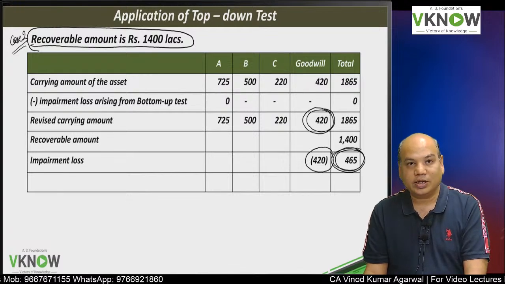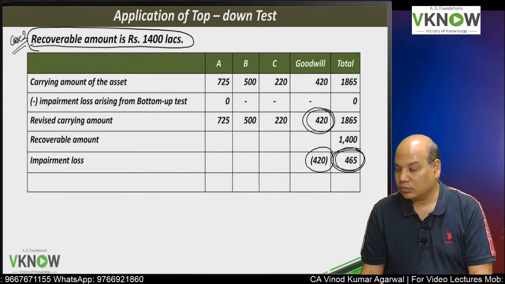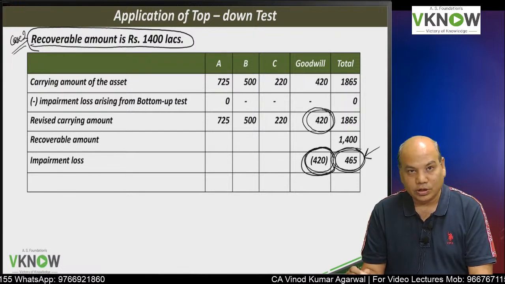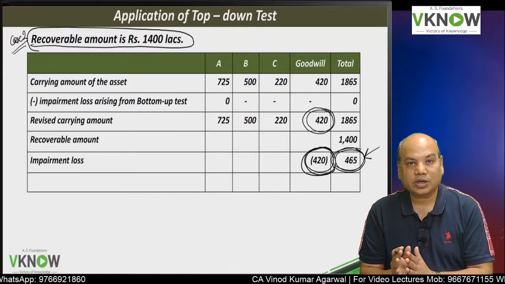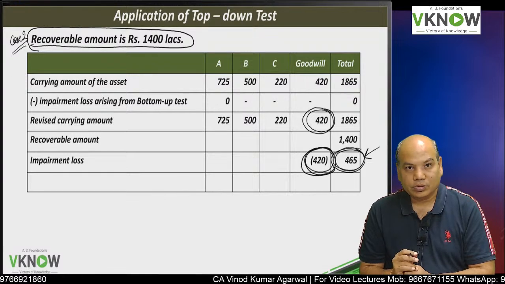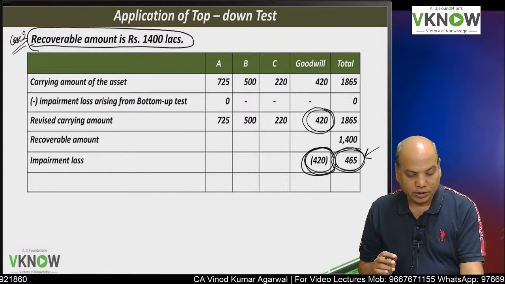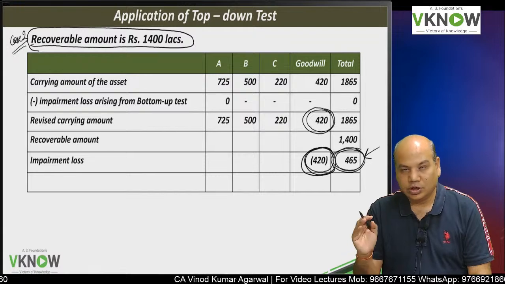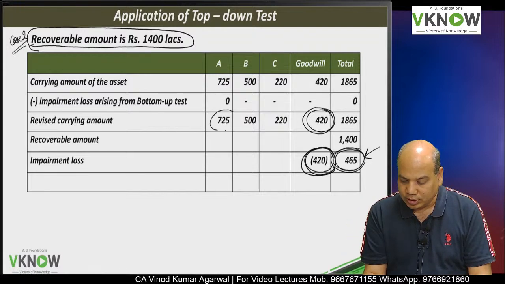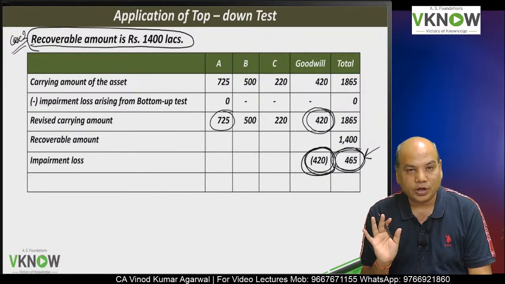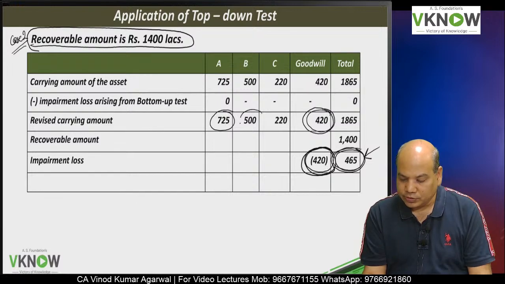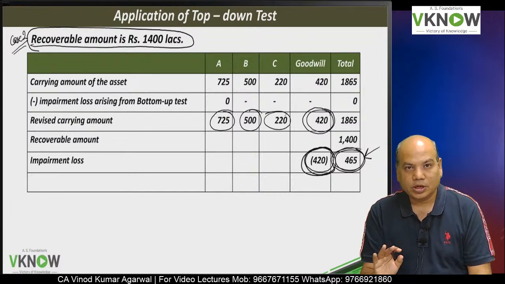And what about the remaining? Total is 465. Allocated to goodwill is 420. What about the remaining 45? The answer is the remaining 45 will lapse because unit A has already been tested for impairment and it is found not to be impaired. Same thing for B and C, they are not impaired.